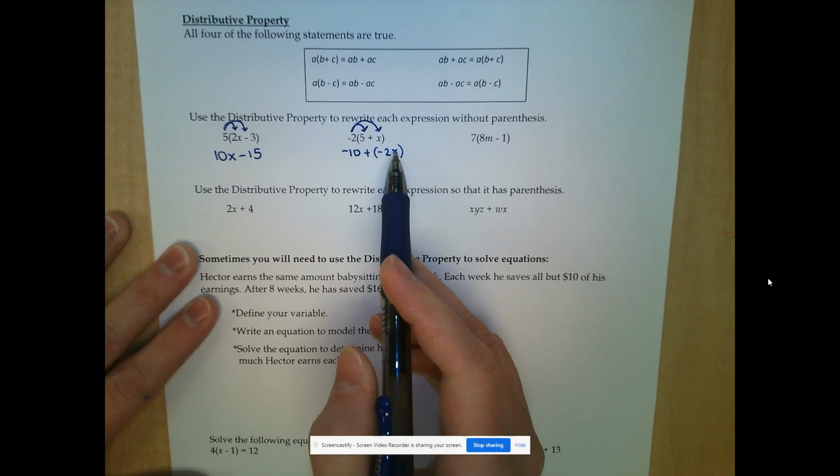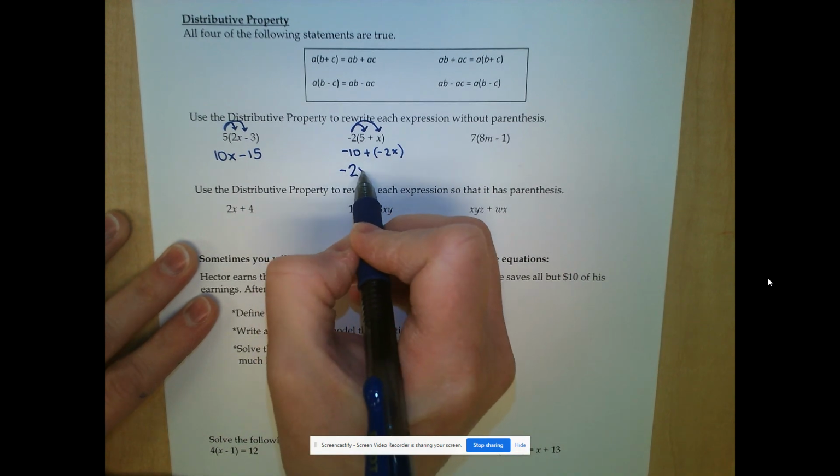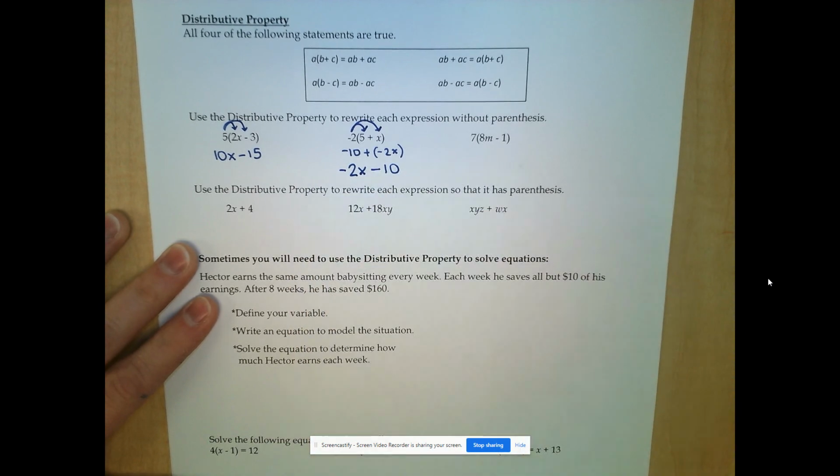Now, you'll never see a final answer written that way. You will always see the term with the variable listed first, and then instead of plus a negative 10x, we would write subtract 10. Means the same thing, but it's all about keeping it as clean and efficient as possible.